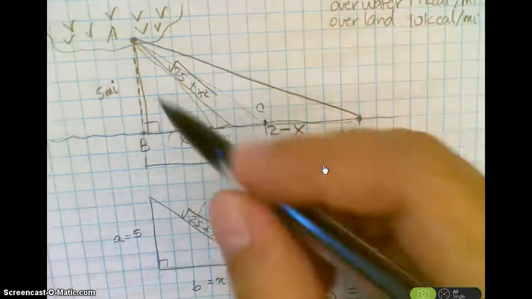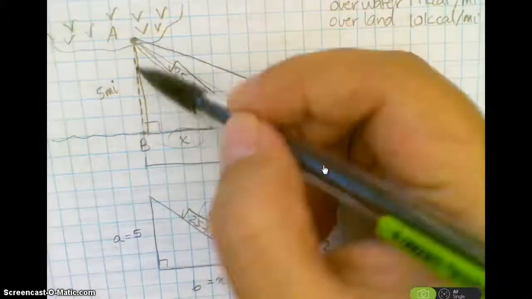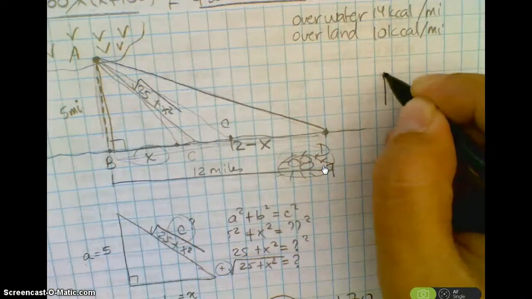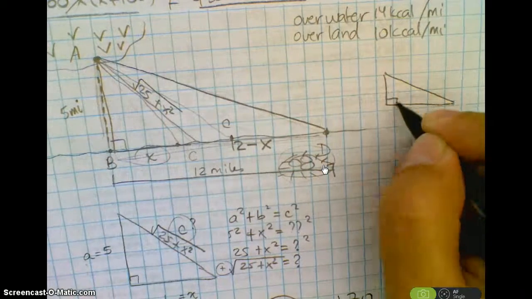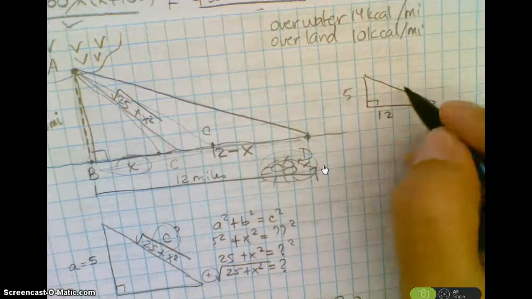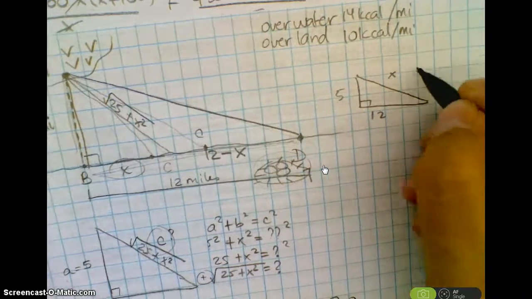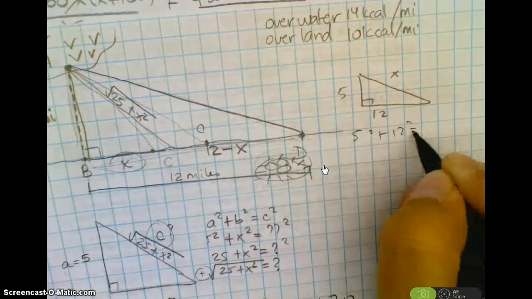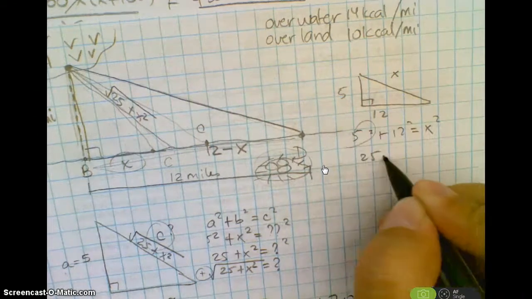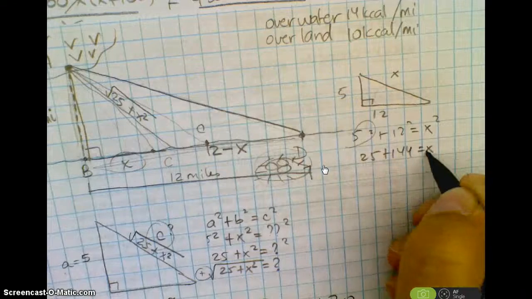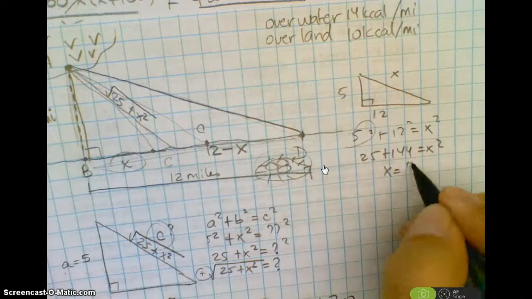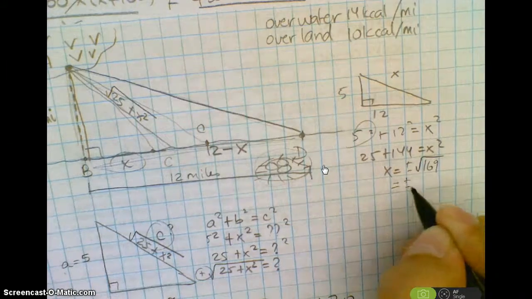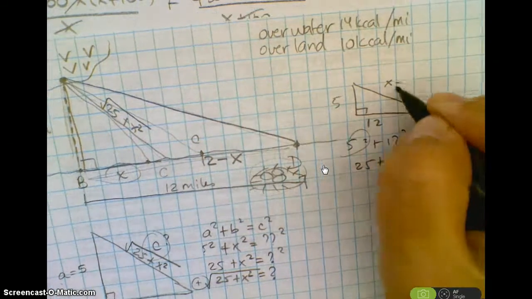And I have a larger triangle here with legs 5 and 12, and if you remember, 5, 12, and 13 is a Pythagorean triplet, and if you don't remember that, that's fine. If you solve for x here, you have 5 squared plus 12 squared equals x squared. This is 25, this is 144, equals x squared. So x is either positive or negative square root of 169. And that will be positive or negative 13. And we're going to pick positive 13.